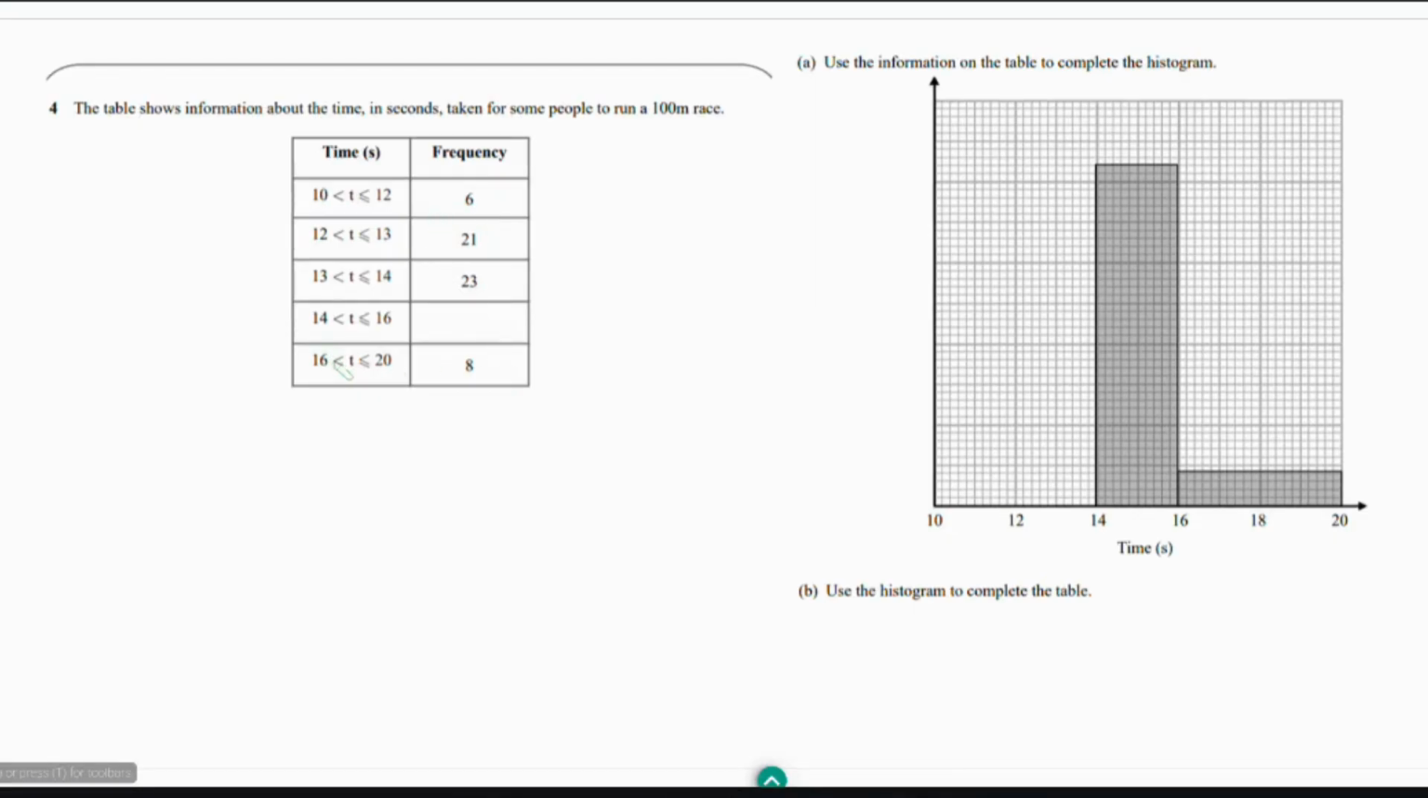Well, what do we actually have here? Let's put our information on our diagram. Between 16 and 20, the frequency is 8. The frequency is the area, so the area is 8. We're going to have to use that information to work out our frequency density. Frequency density is frequency divided by class width.